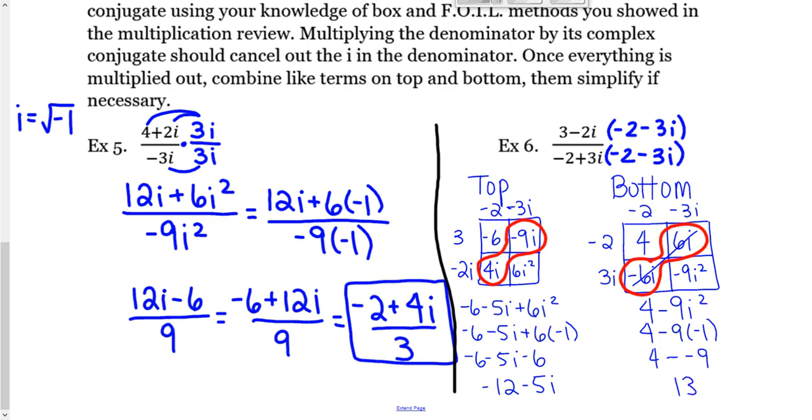So now I'm going to take this, which is the top, and this, which is the bottom, and put it together. I'm going to do it way up here. Negative 12 minus 5i over 13. That can't be reduced. I'm done.